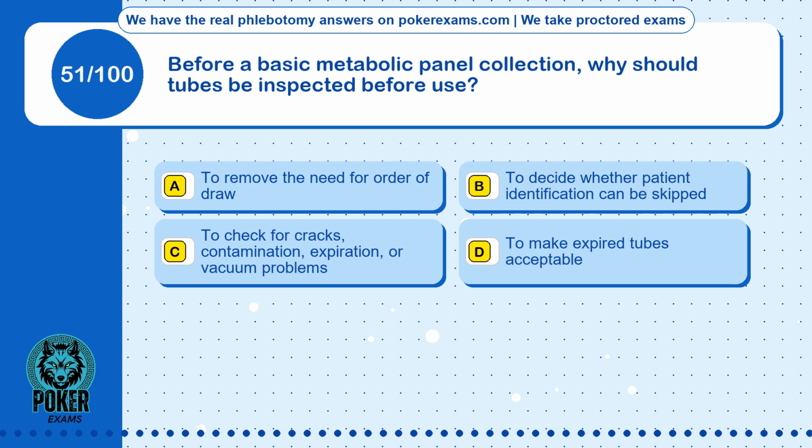Question 51. Before a basic metabolic panel collection, why should tubes be inspected before use? Option A. To remove the need for order of draw. Option B. To decide whether patient identification can be skipped. Option C. To check for cracks, contamination, expiration, or vacuum problems. Option D. To make expired tubes acceptable.